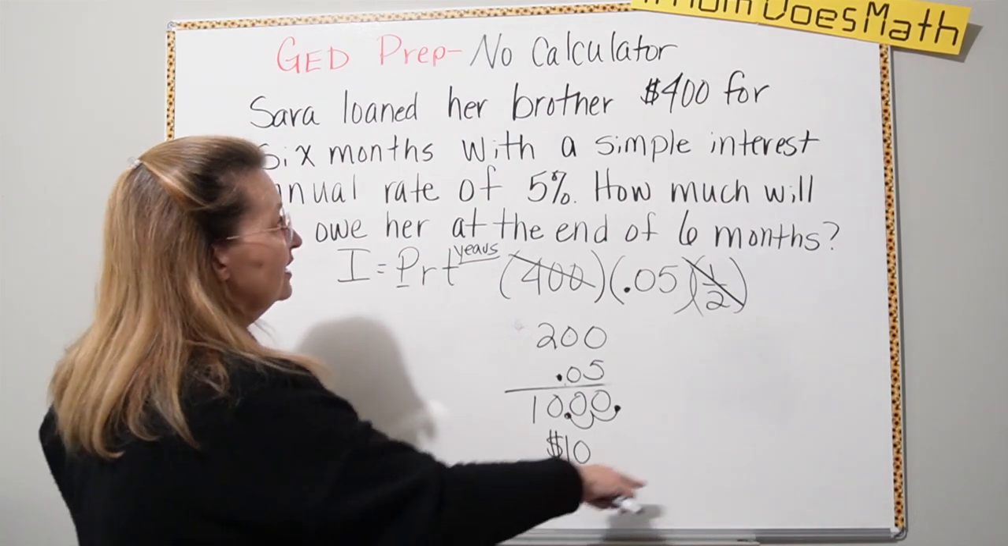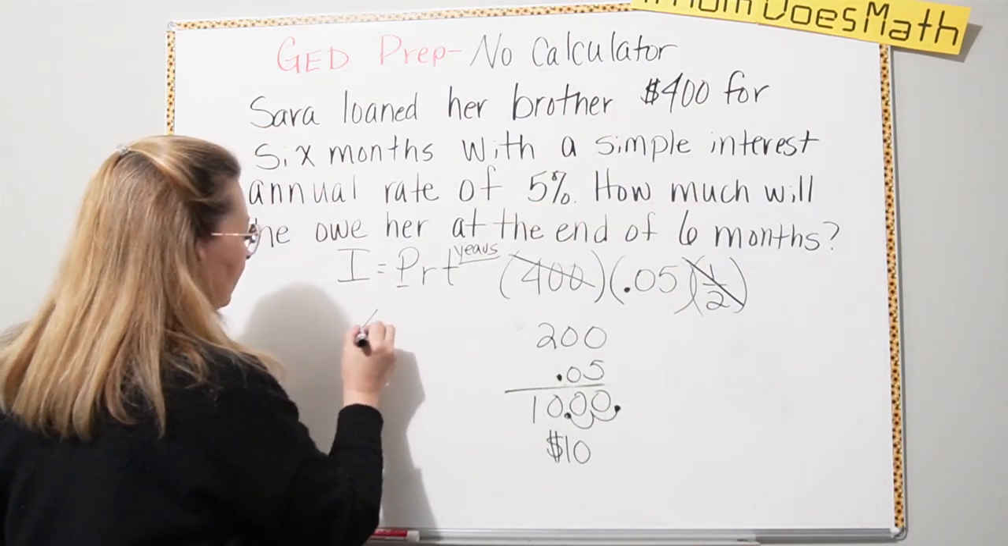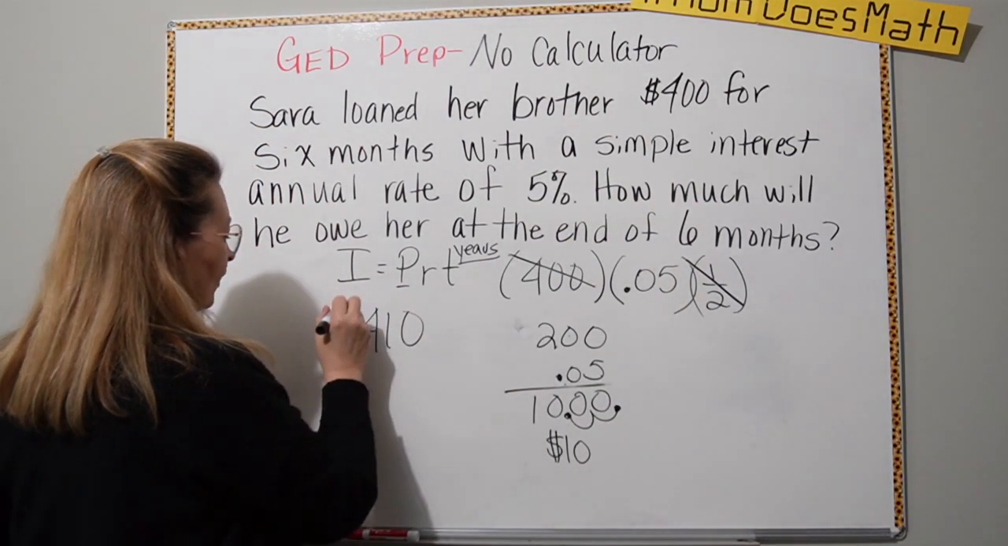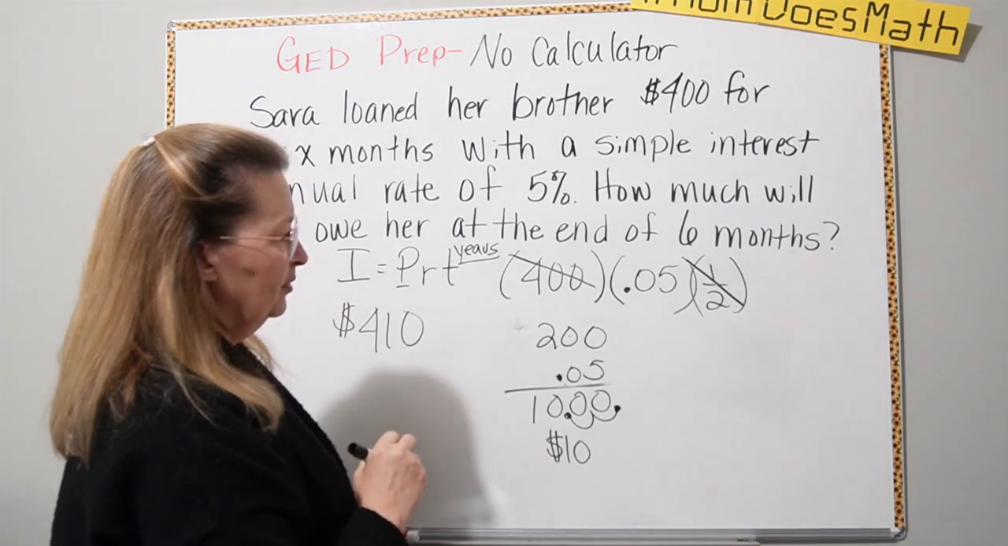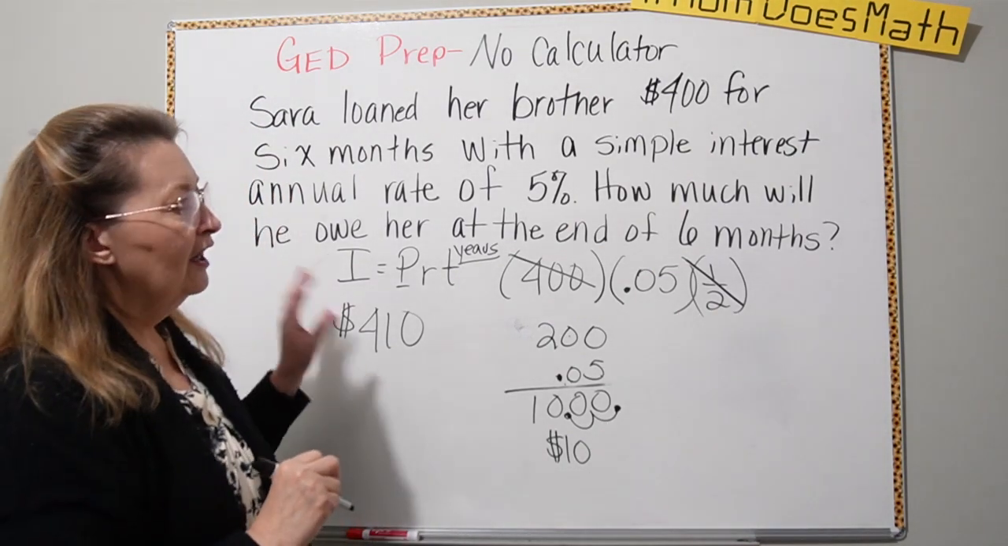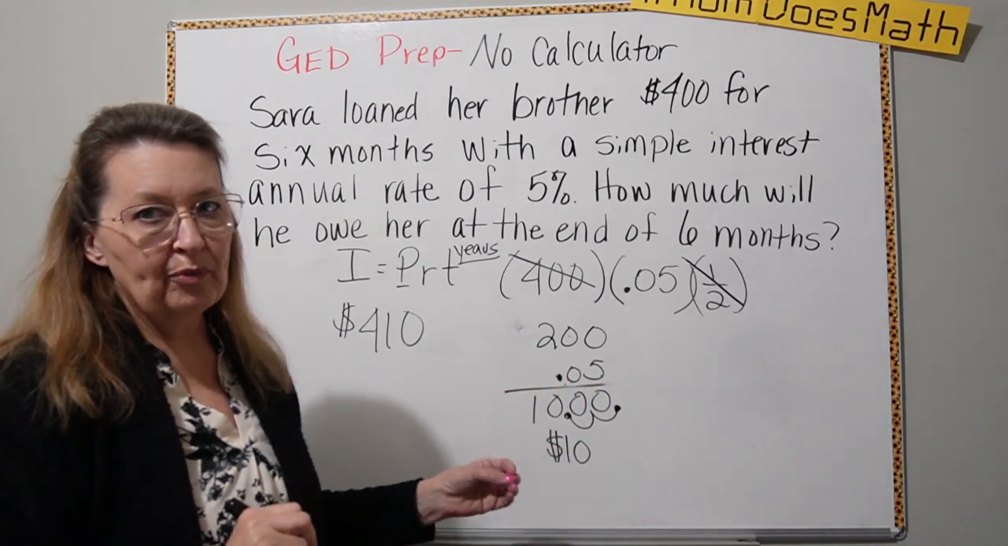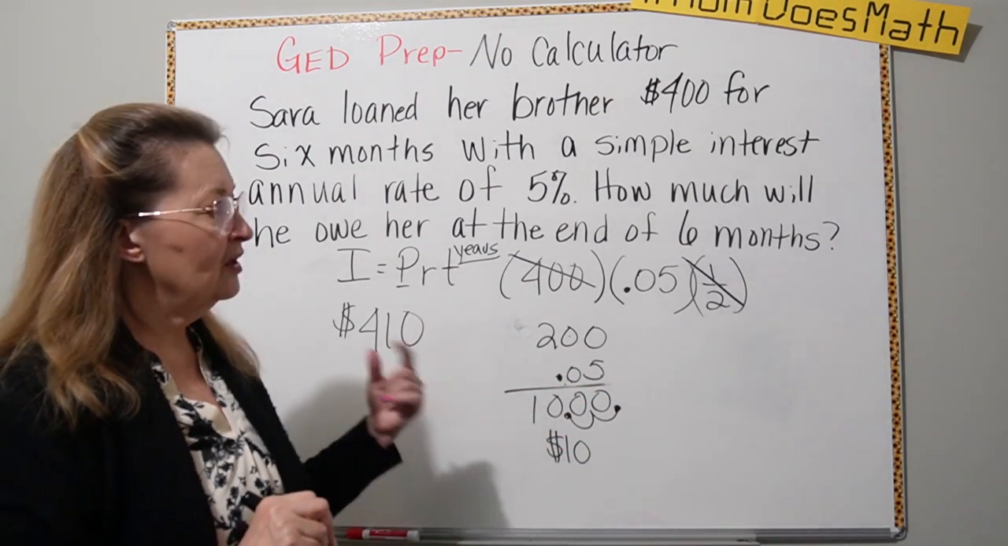So if you take the $10 and add it back to the 400, you get $410. And that was probably a very long-winded explanation, but I covered bases that work for every problem, not just for this problem. So you should be good to go.